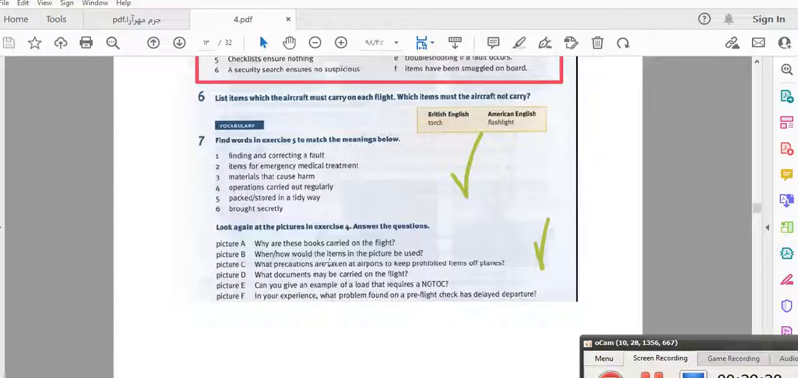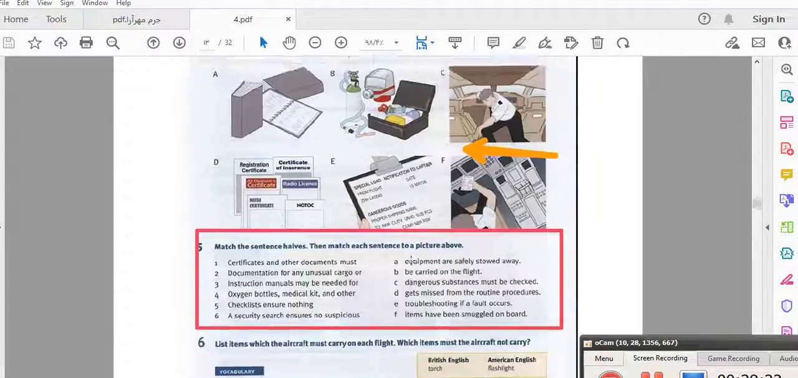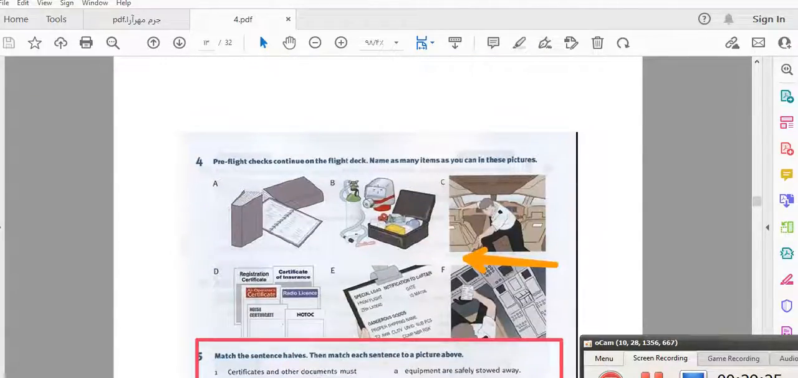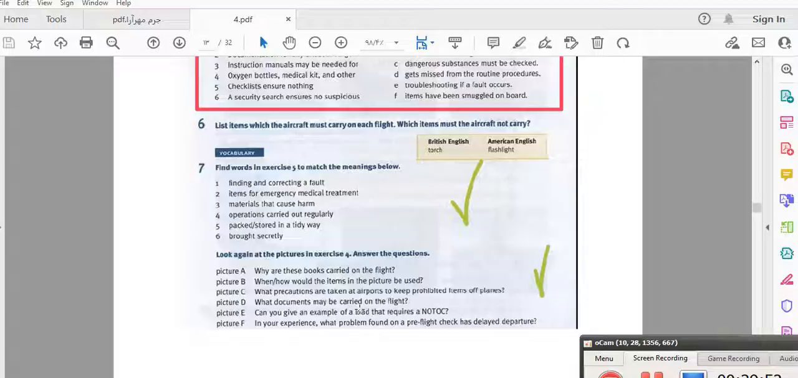When and how would the items in the picture be used? You know them. For example, we use the oxygen tank when there is an emergency, a medical emergency. Or we use a smoke hood when there is a fire in the plane. The medical kit, you use it when there is a person who needs medical help. We use the first aid kit.